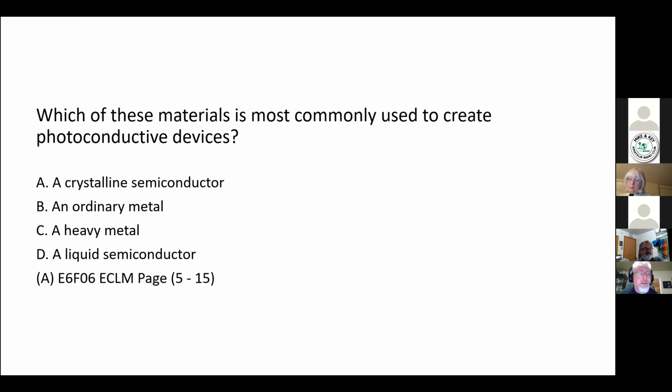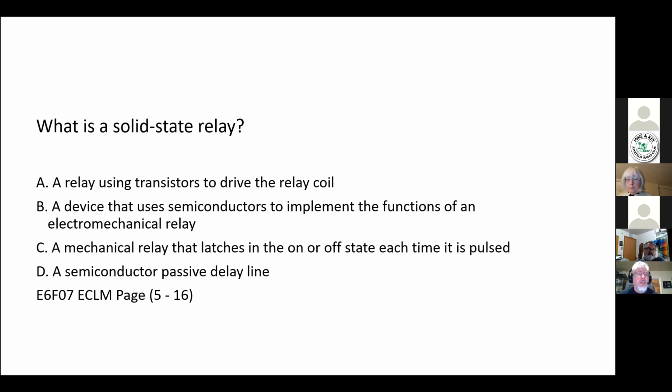Alpha is correct. A crystalline semiconductor. Which is a solid-state relay? A. A relay using transistors to drive the relay coil. B. A device that uses semiconductors to implement the functions of an electromechanical relay. C. A mechanical relay that latches in the on or off state each time it is pulsed. Or D. A semiconductor passive delay line.